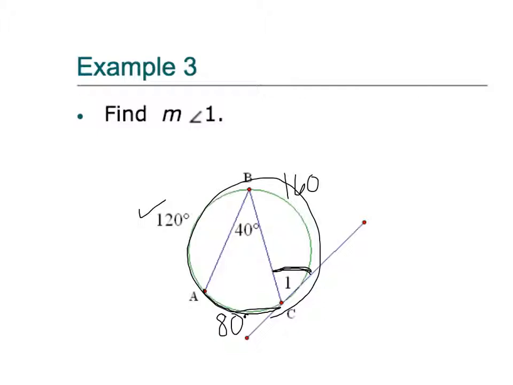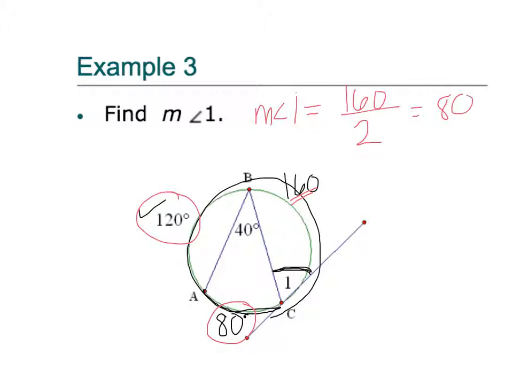Let me repeat that. If the entire circle needs to measure 360 degrees, and I've identified arc AC to be 80, arc AB to be 120, then arc BC must be 160. If arc BC is 160, to find the measure of angle 1, I know that's equal to half of its intercepted arc. Now I've got angle 1 is 80 degrees.